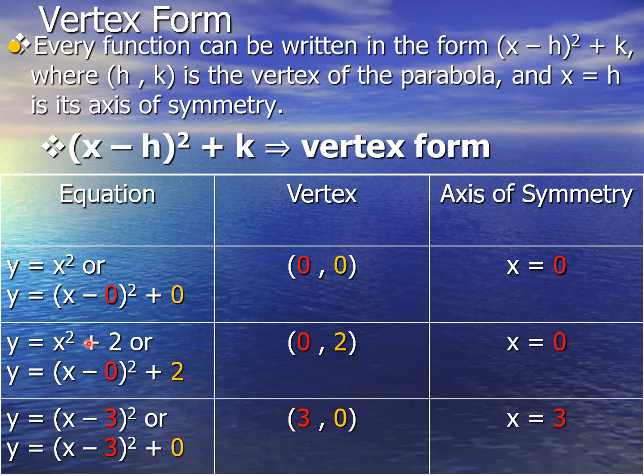y equals x squared plus 2, or in the vertex form, we have y equals (x minus 0) squared plus 2. The vertex is (0, 2), and the axis of symmetry is x equals 0. We have y equals (x minus 3) squared, or y equals (x minus 3) squared plus 0. The vertex is (3, 0), and the axis of symmetry is x equals 3.